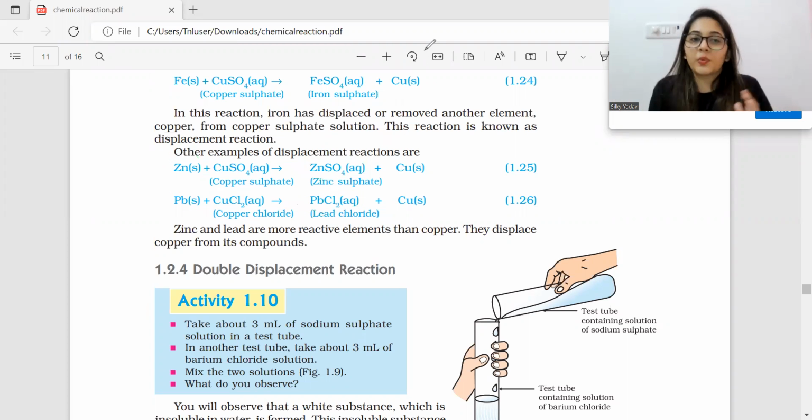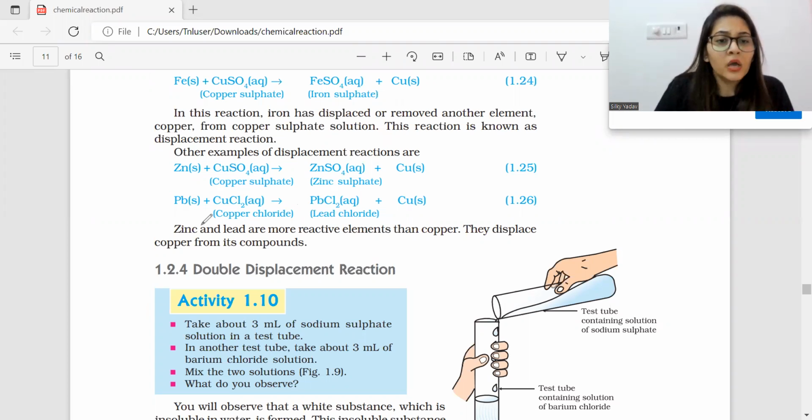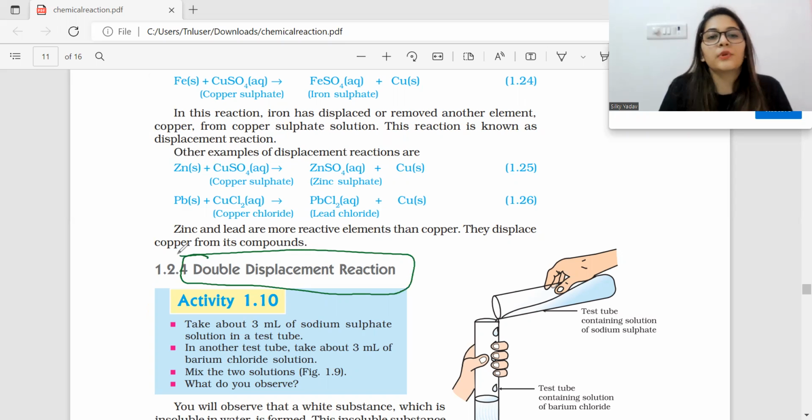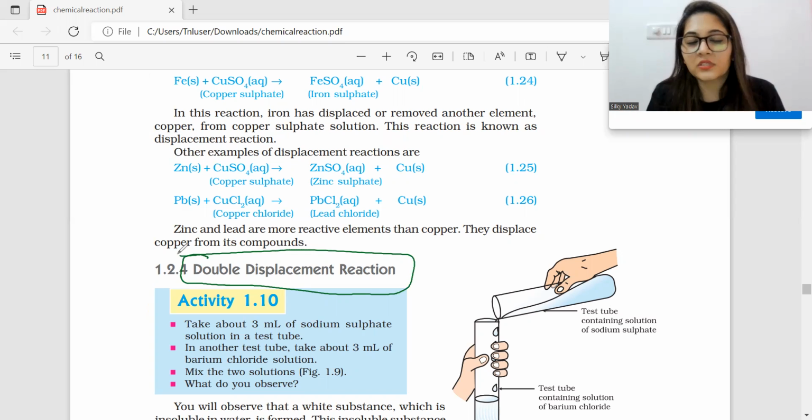This is all about displacement reaction, and you can also call it a single displacement reaction, because the displacement is taking place only one time, right? Only one time. Now, we'll be talking about the double displacement reaction. By the name itself, it is very, very clear that displacement is going to take place 2 times, right? So here, 2 things will be there.